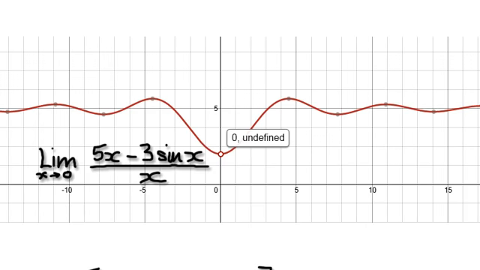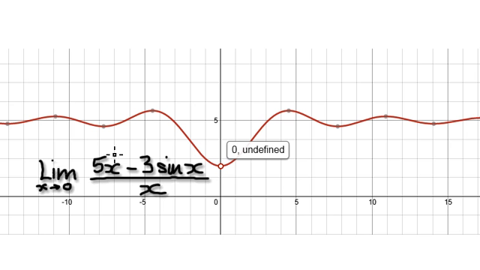Okay, let me give you guys some more practice. So here, find the limit of 5x minus 3 sine x over x. When you look at the graph, it will look like this red line here, and dead on 0 it is undefined. Anyway, find out the limit of this as x approaches 0. As a clue, try to break this fraction up into two separate components.